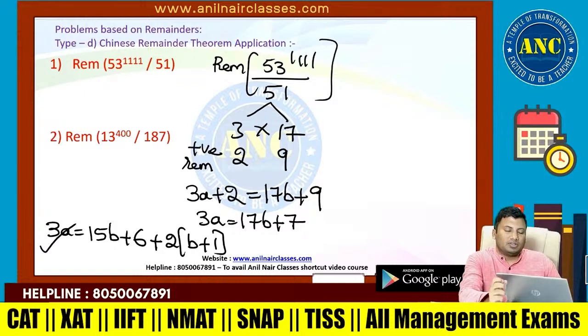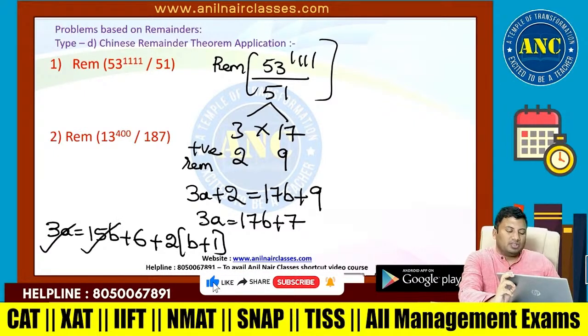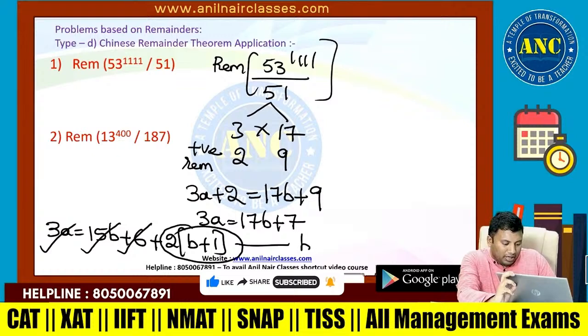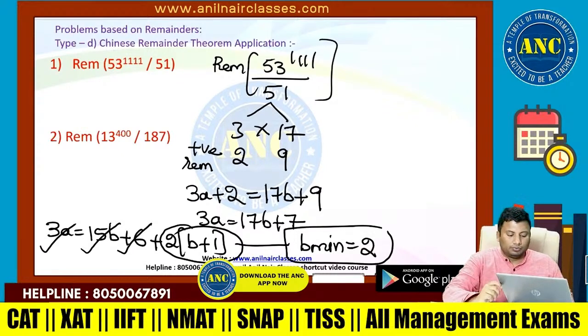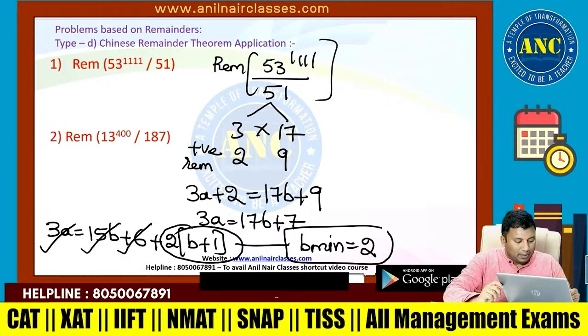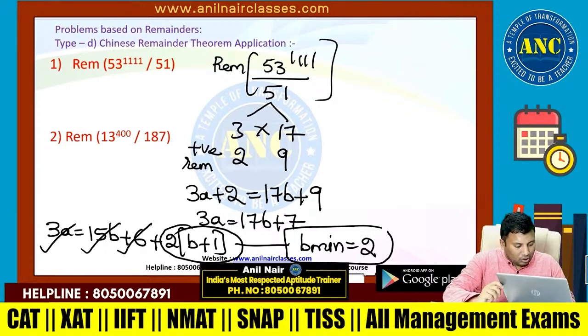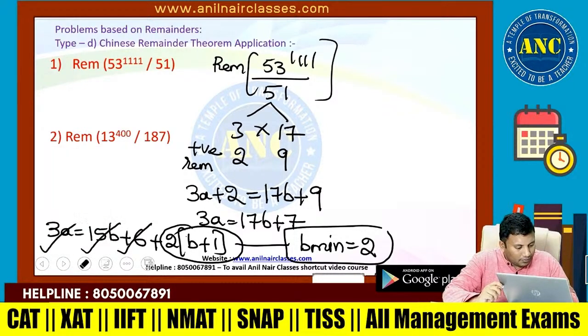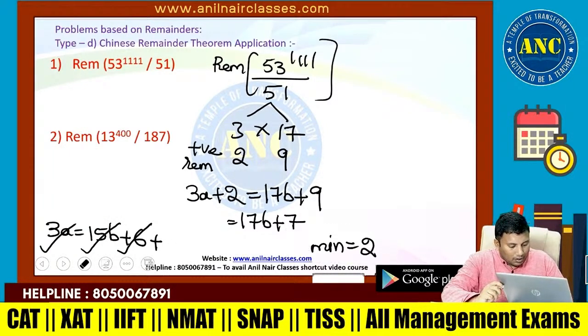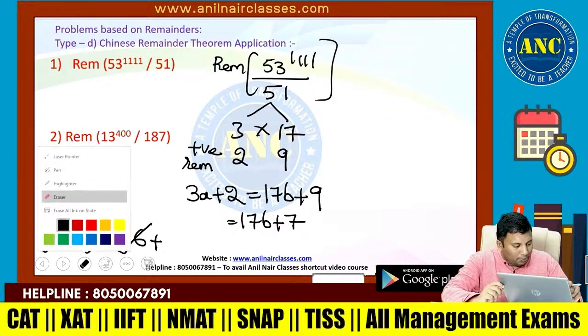This is divisible by 3. This should be divisible by 3. Sorry, 3a plus b. I think it is 2b plus 1. I wrote a mistake here. It is 2b plus 1. I wrote it as 2b plus 2.